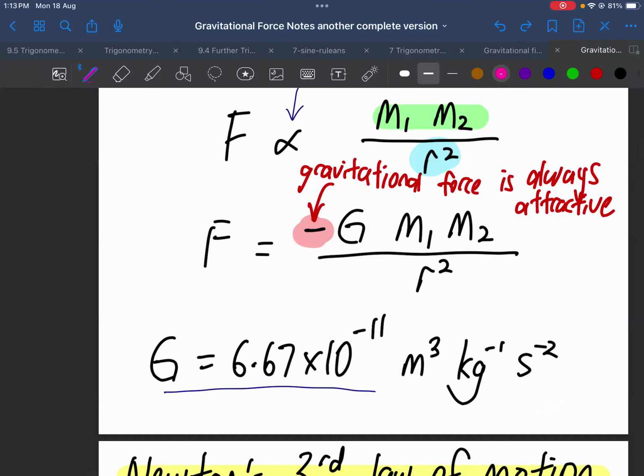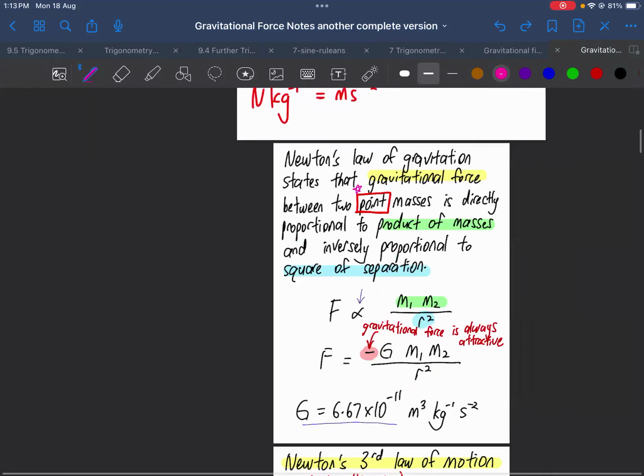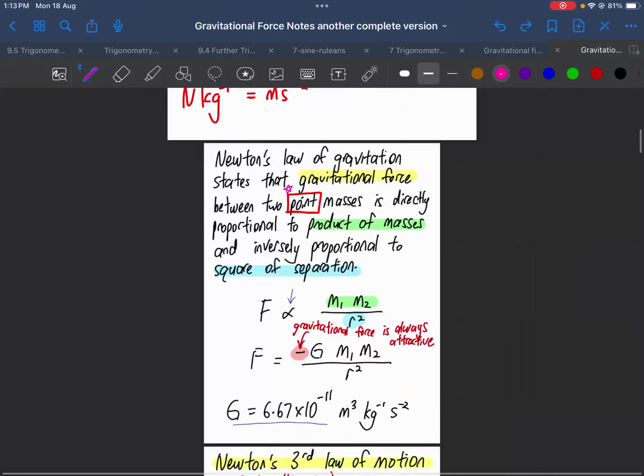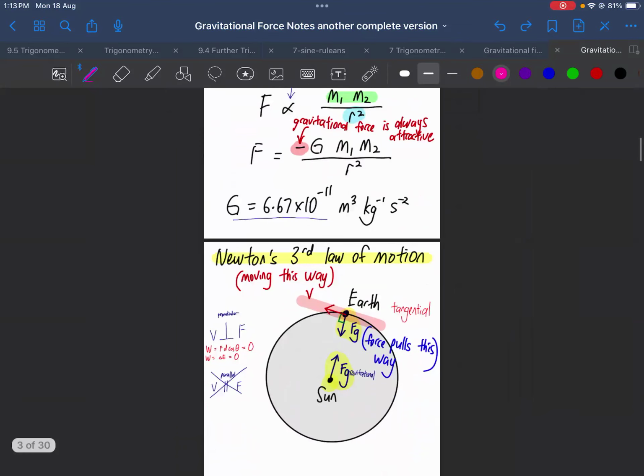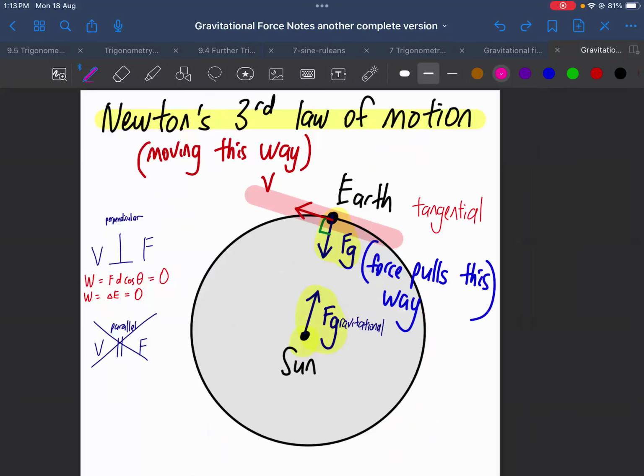Okay, still good? Yeah. And also, do you still remember what is Newton's third law of motion? Oh, yeah. That means for all the forces, there will be action and reaction, right? Yeah. And the action and the reaction have opposite directions, but they have the same strength. Okay, they have the same magnitude. All right.